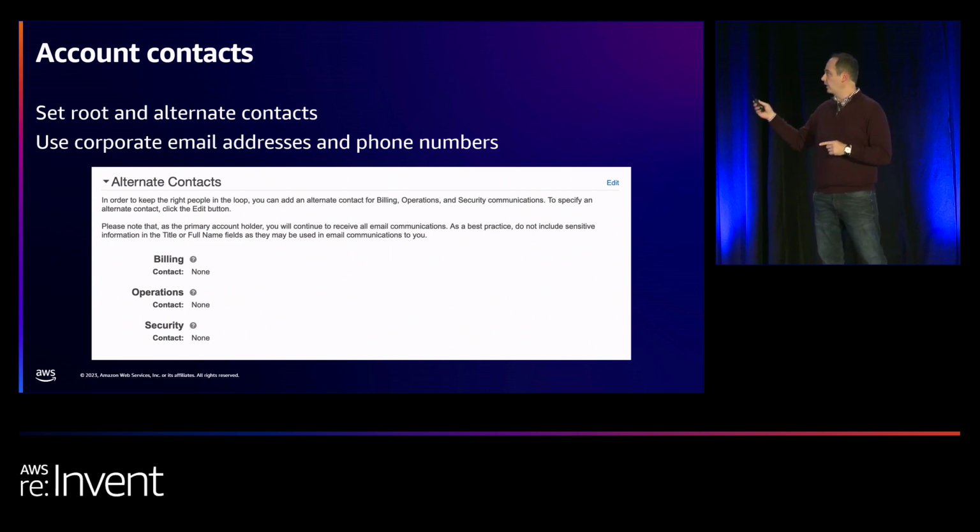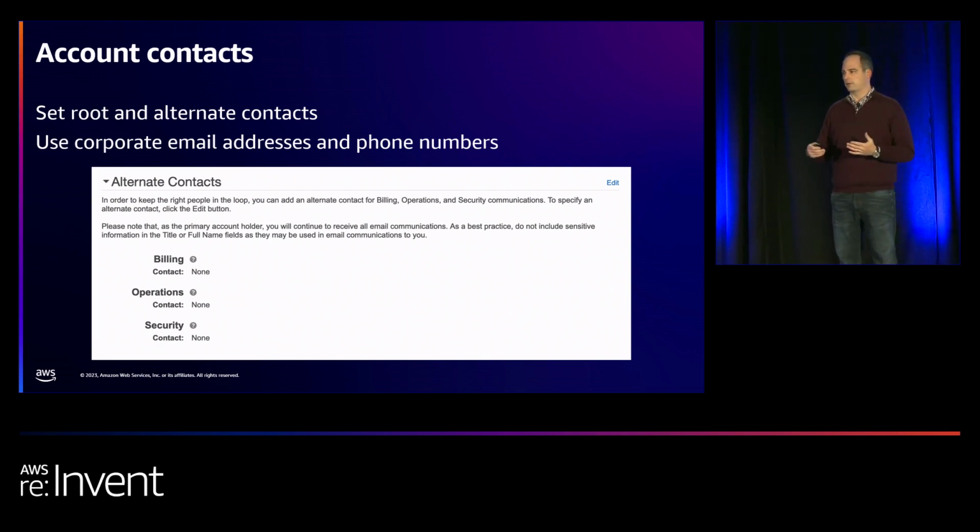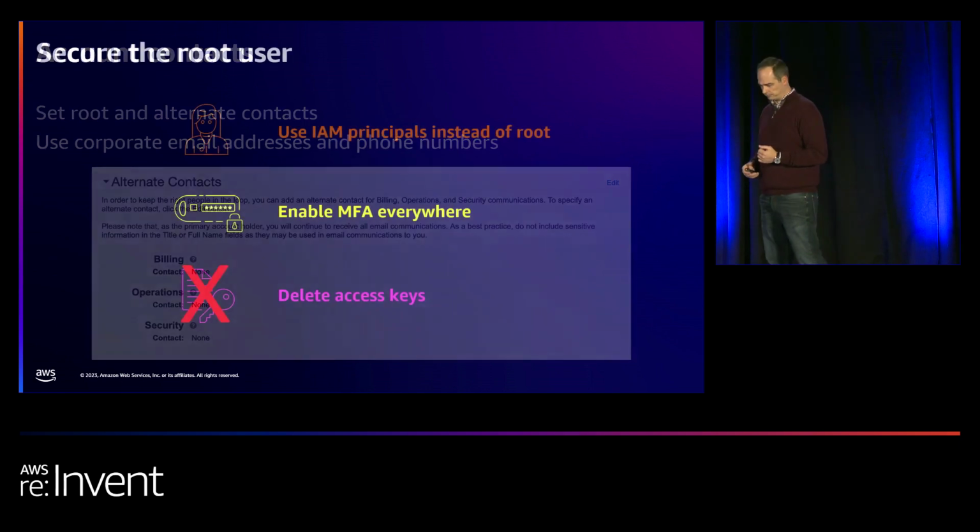One additional thing to note on the alternate contacts piece: earlier this year, we released a new API in Organizations that allows you now to set these programmatically. So if you're managing really large AWS environments that have lots and lots of accounts under a particular organization, you can automate the management of these account contacts instead of having to go in and manually set them. So that's super important if you've got large sets of accounts that you're dealing with.